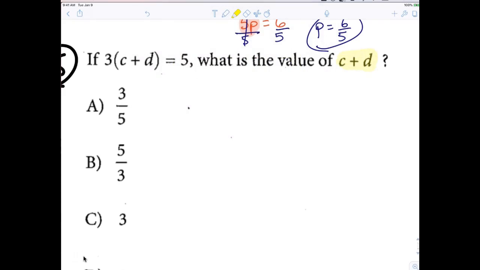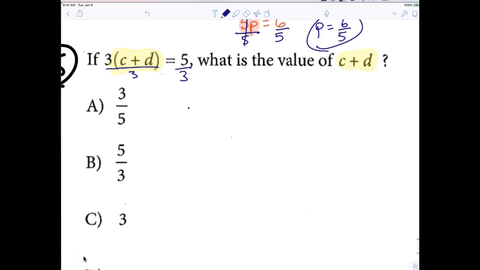So what I want everybody to do is underline C plus D. So what do you think I would do here? Now keep in mind, I'm trying to get C plus D by itself. Divide by 3? Yes. You would. Very good. So here's what we want. Divide both sides by 3. Divide both sides by 3.